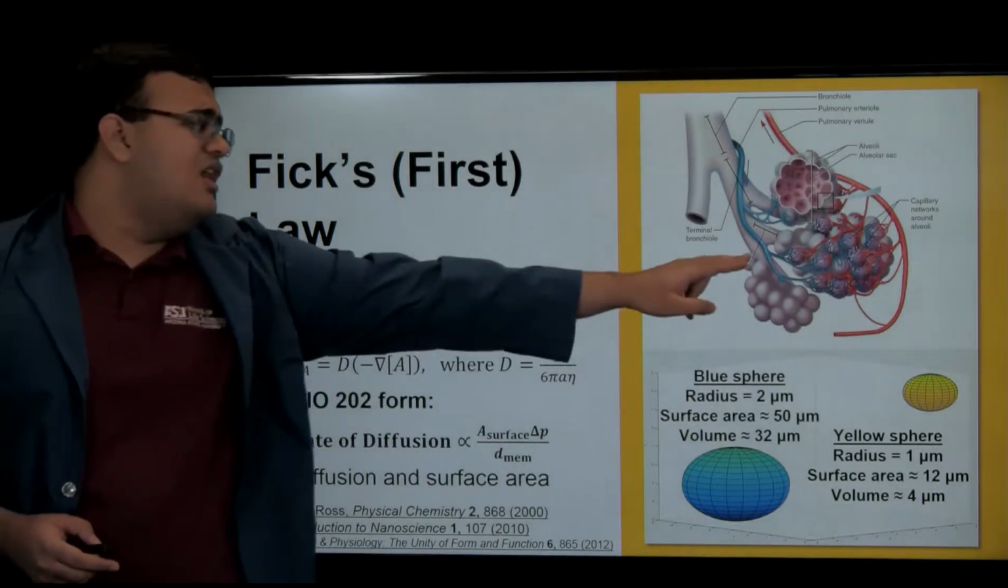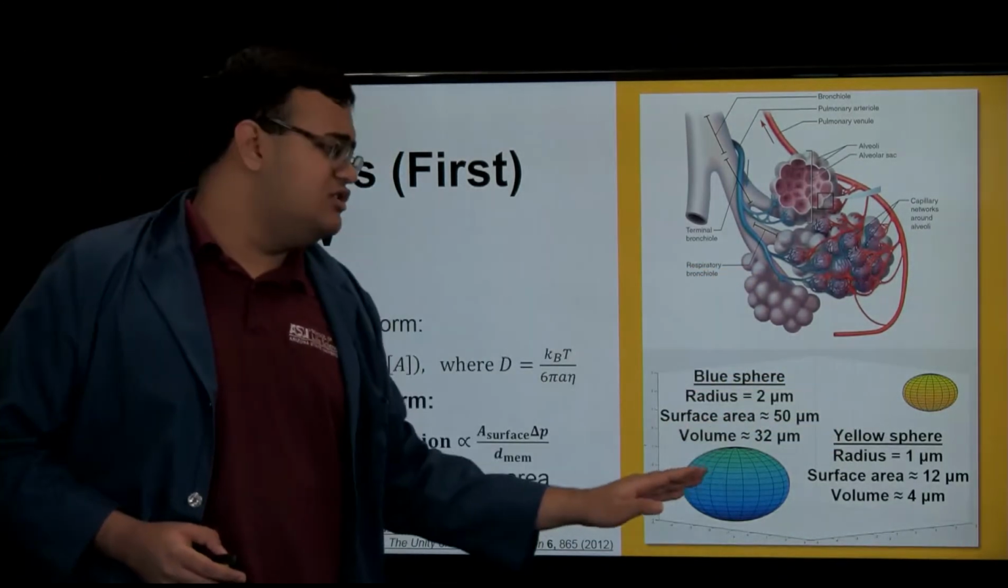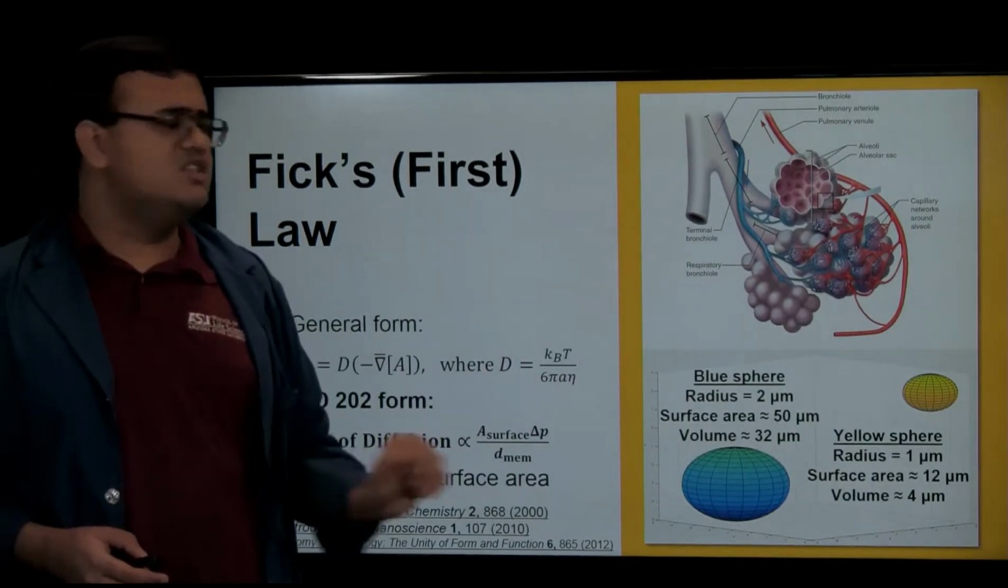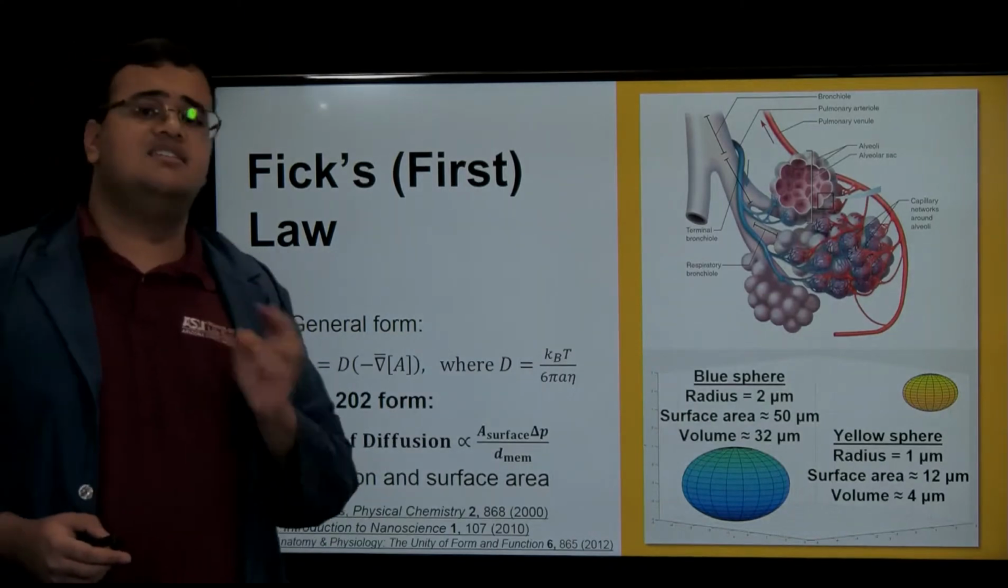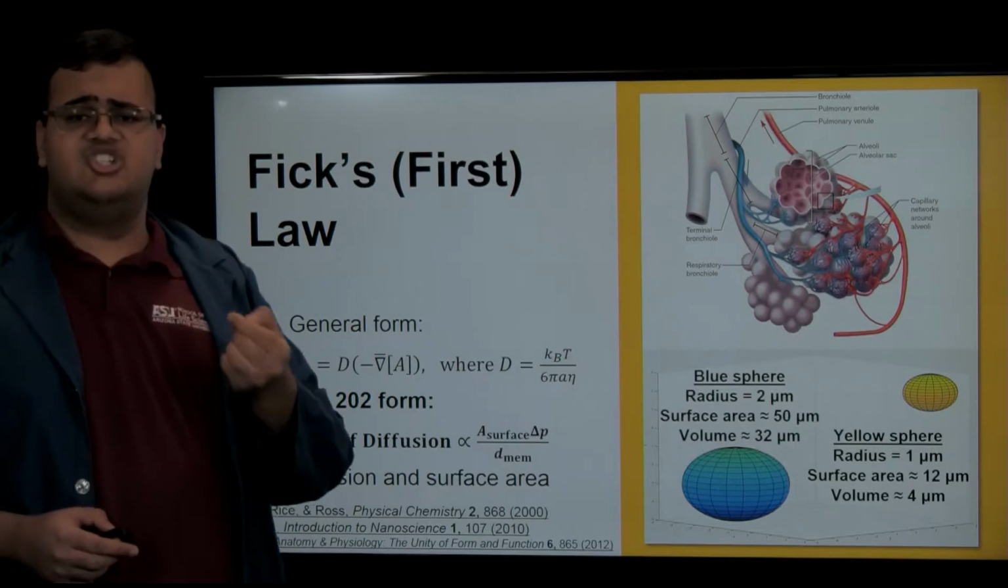So if we have our alveoli, they look kind of like spheres. So let's take a yellow sphere and a blue sphere. A yellow sphere with radius 1 micrometer and blue sphere with radius 2 micrometers. Notice how when I double the radius, it doesn't double the surface area and it doesn't double the volume. The surface area to volume ratio actually changes.